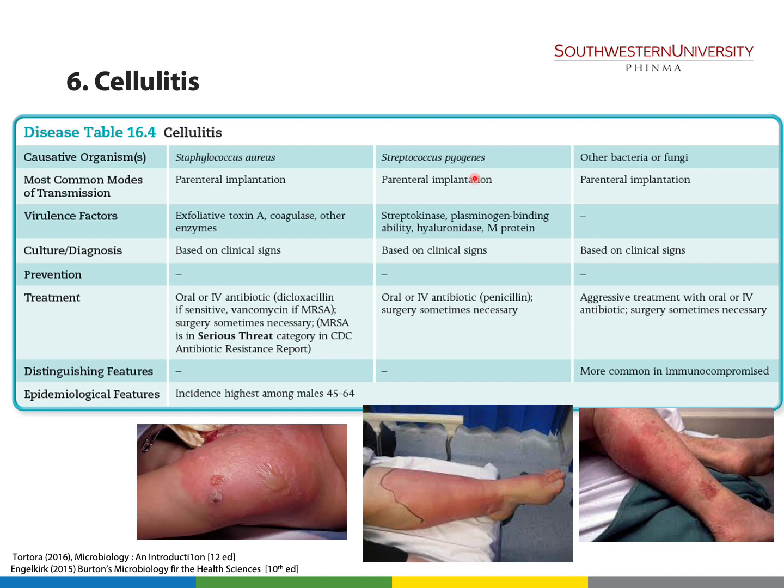In infants, your group B strep are a frequent cause. Your group B strep, by the way, are Streptococcus agalactiae. Treatment of choice, you have oral or IV drugs there on the table. If you notice, they have the same virulence factor as Impetigo. So diagnosis is based on clinical signs.